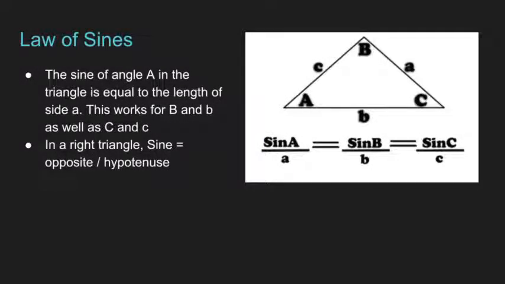The law of sines states that the sine of angle A in the triangle is equal to the length of side A. This works for B and b, as well as C and c. And in a right triangle, the sine is equal to the opposite over the hypotenuse of the given measure.